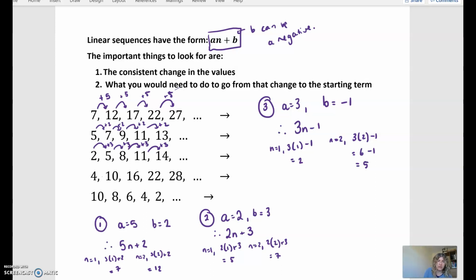All right, I want you guys to try these two. I'm going to put up the answers, and then again, you're going to have a bit of work to do after that. All right, pause the video and come back to it to check your solutions.